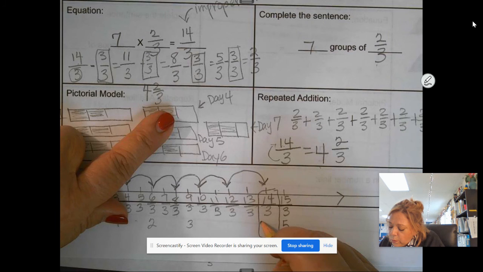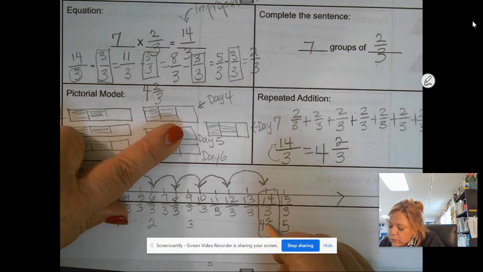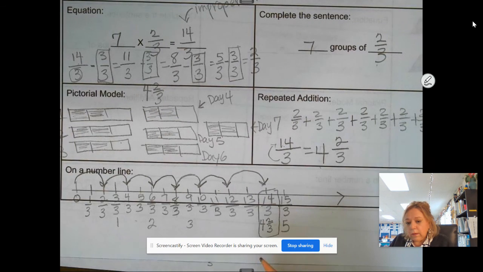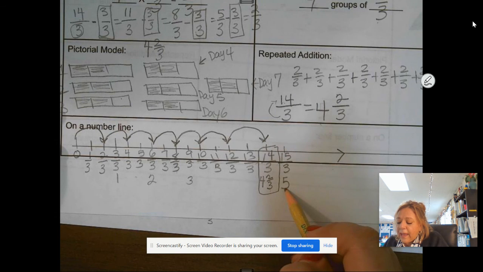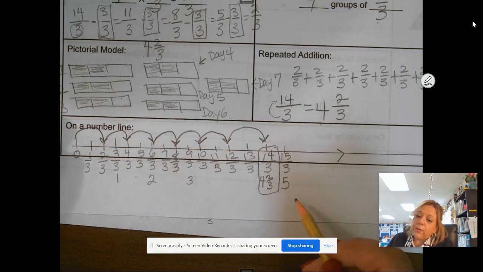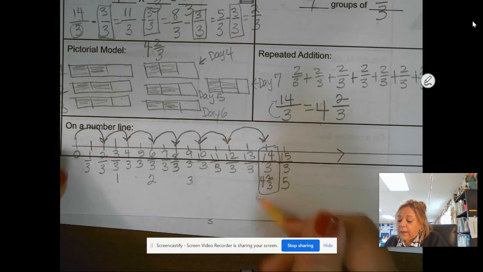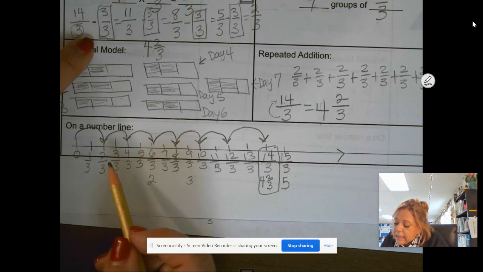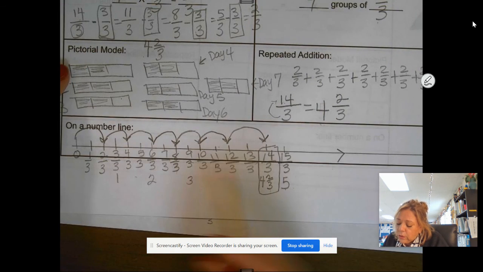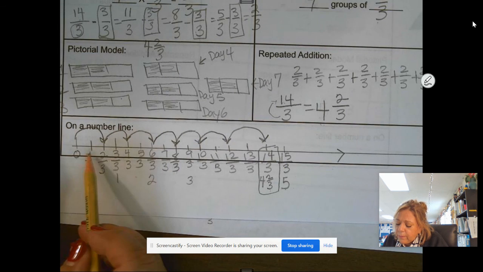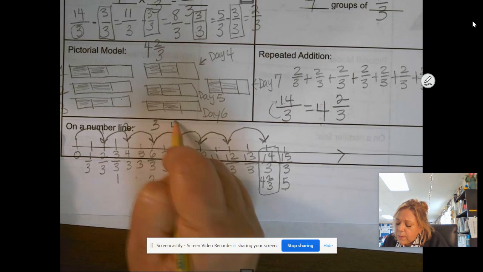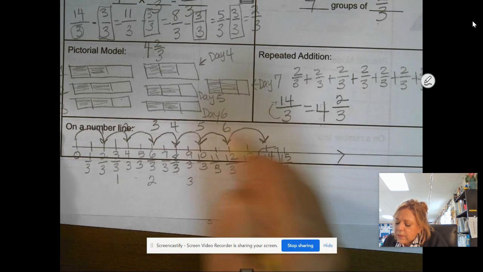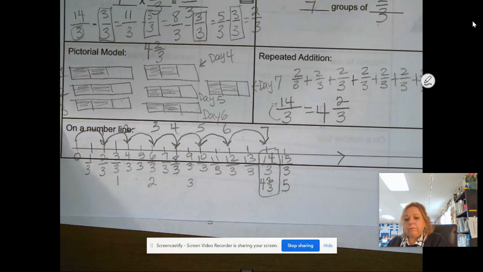This is going to be 4 2/3. And here this would be 5 3/3, and we know that 3/3 is 1, so it makes it 5. And I have 4 2/3. So I have my 4, 1 jump, 2 jumps, 3 jumps, 4 jumps, 5 jumps, 6 jumps, and 7 jumps.